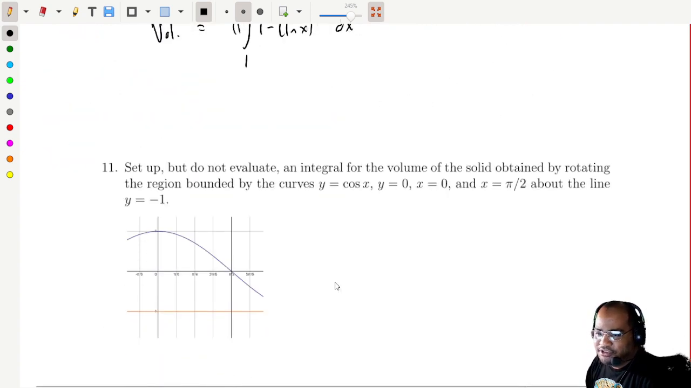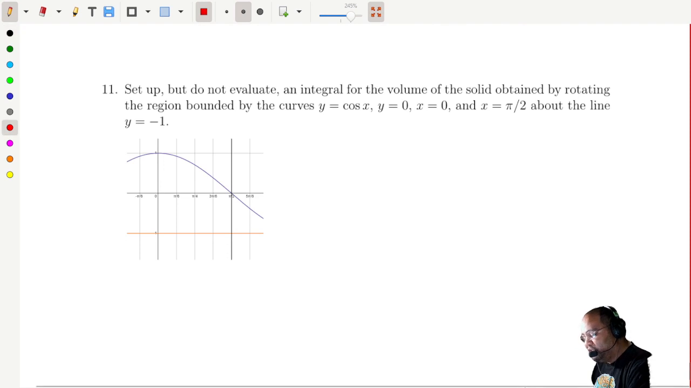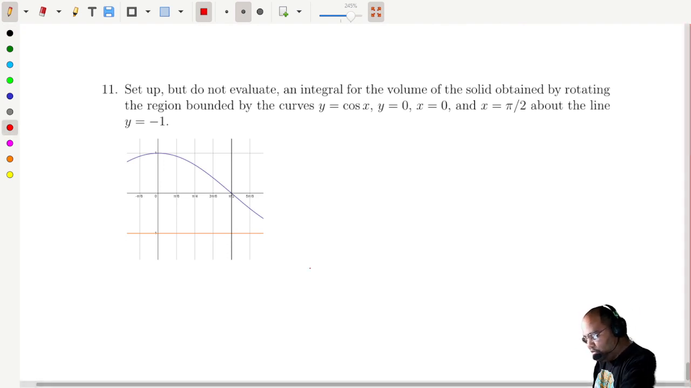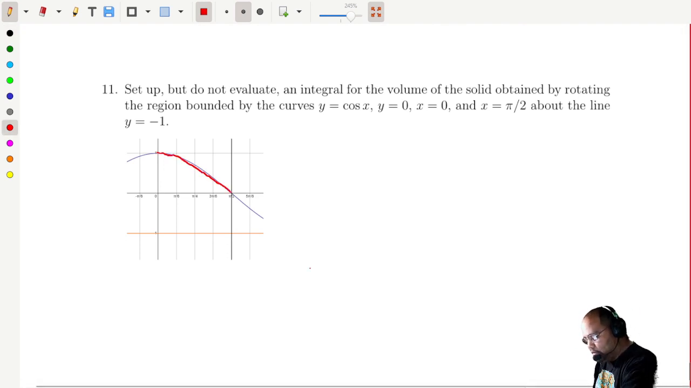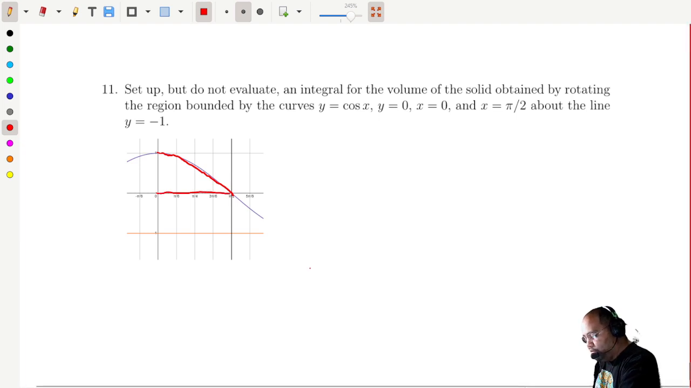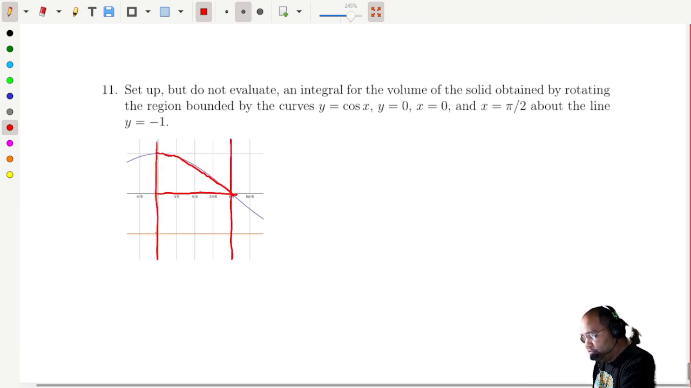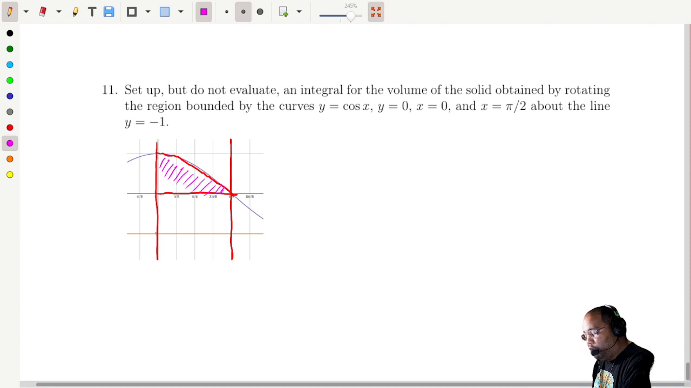Let's do this last one here. Now we got something a little funkier. Let's go ahead and trace out like we did before. Cosine of x forms a boundary. Y equals 0 forms a boundary. X equals 0 forms a boundary. And x equals pi over 2 forms a boundary. So it's this body here. And we're going around the line y equals minus 1.